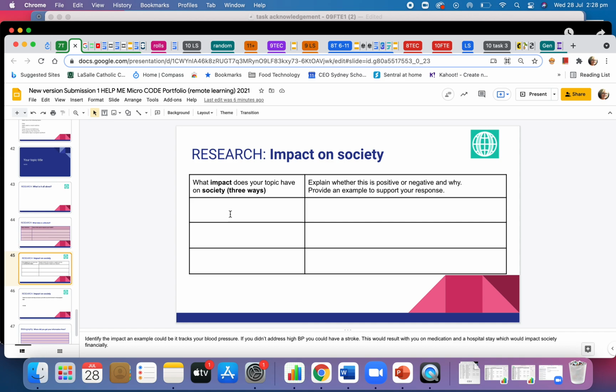Now, if you had a stroke, you could have to be on medication for the rest of your life, which is going to cost money. You might be really, really unwell and need to have help at your house, which is going to cost more money.